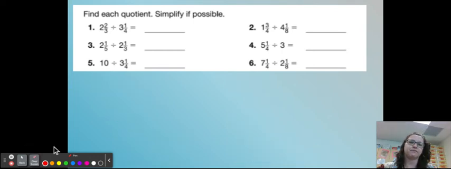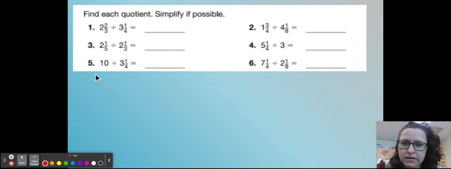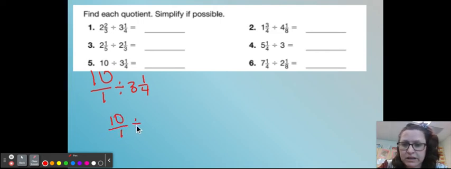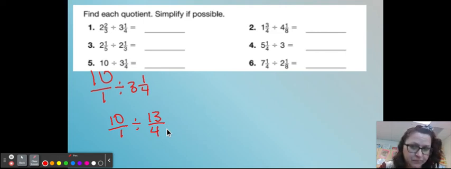Let's look at number 5. I have 10 over 1 divided by 3 and 1/4. So 4 times 3 is 12 plus 1, denominator times whole number plus numerator. So denominator times whole number is 4 times 3 is 12 plus 1 is 13. So I'm going to have 10 over 1 divided by 13 over 4 because my denominator stays the same.